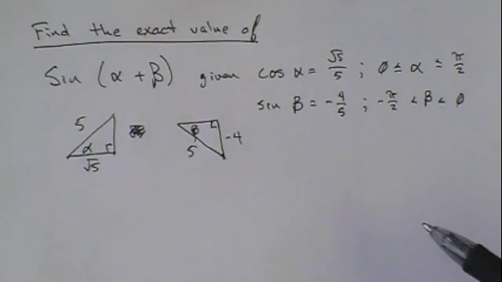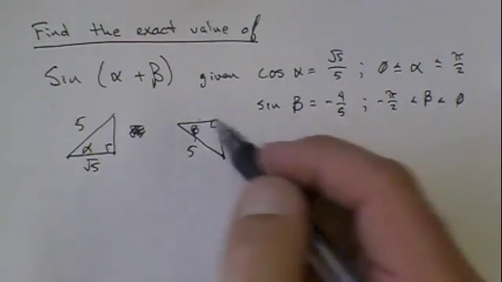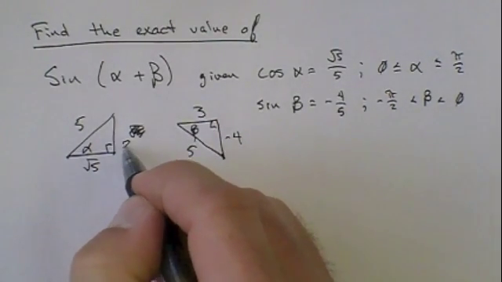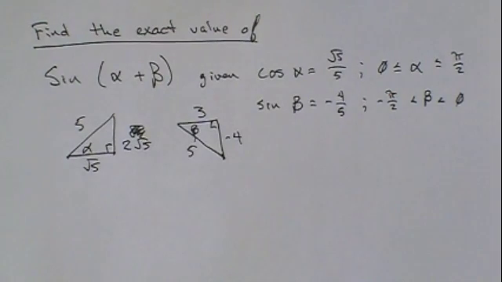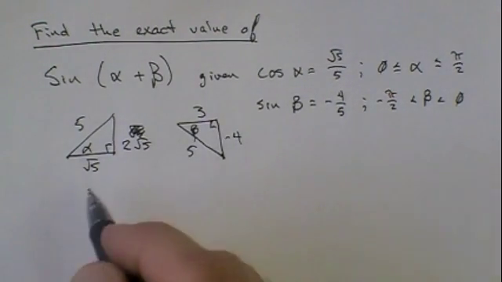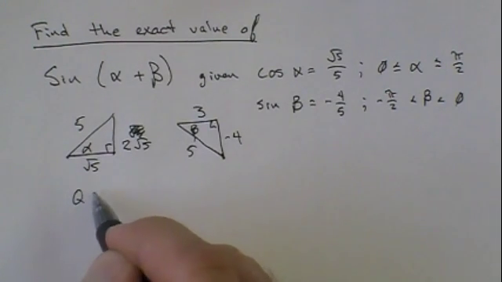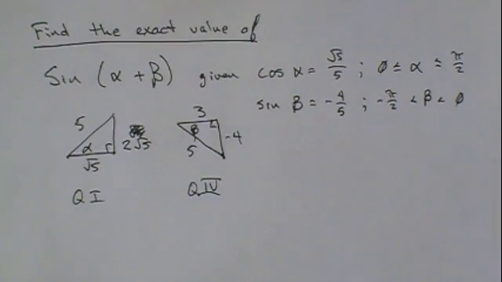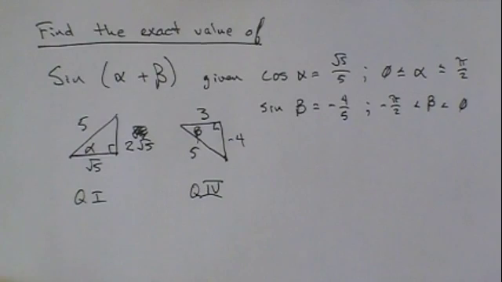So now we can use Pythagorean theorem to find the other sides of our triangles. This would be 3, and here we would be at 2 square root 5. Now that we have our two triangles, and I drew them differently because this one's in quadrant 1 and this one's in quadrant 4. So we want to make sure and draw them appropriately so we can pay attention to our positive and negative sides.